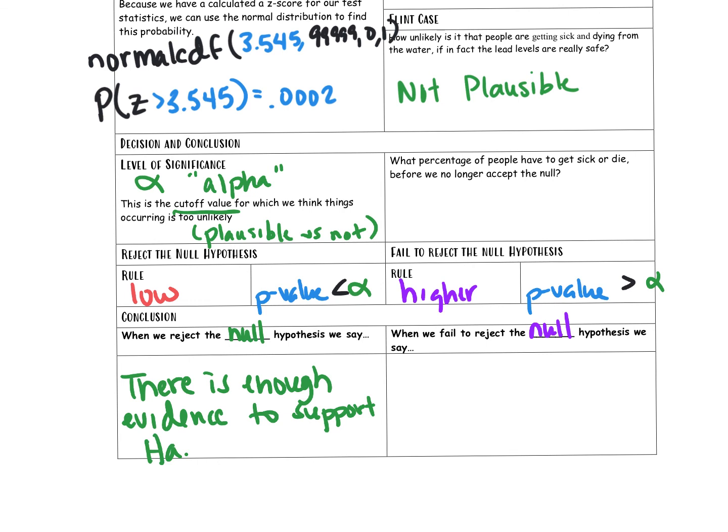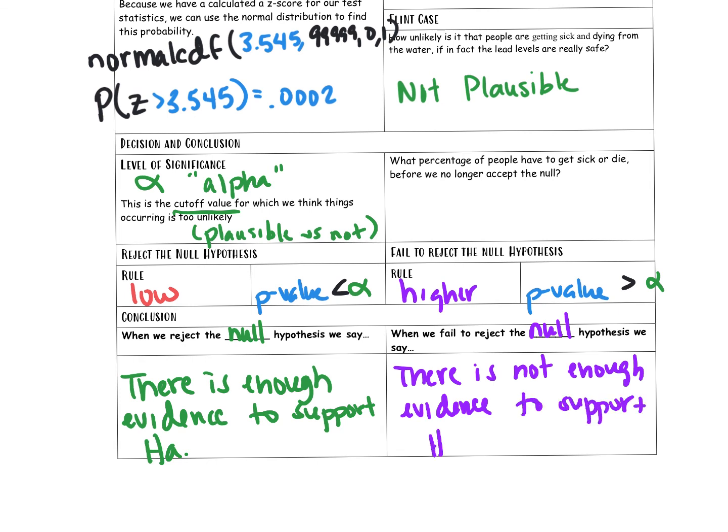Why are you still innocent? Well, I'm saying that because there is not enough evidence to support HA. In the case of a court case, that would be there is not enough evidence to support your guilt. In the case of Flint, that would be that there is not enough evidence to support that the water is unsafe. But this thing that we're talking about at the very end is called our conclusion.